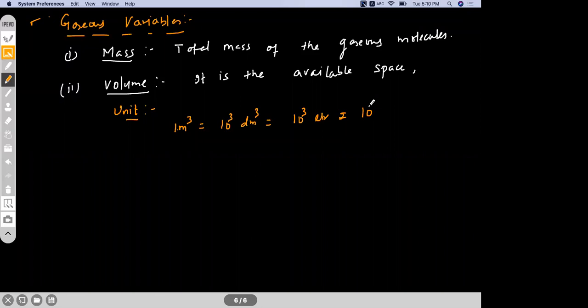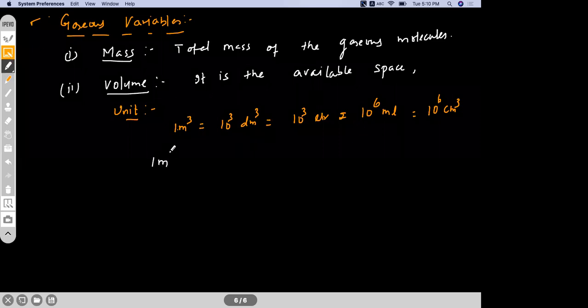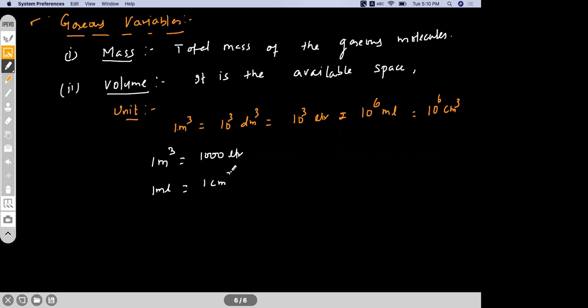10 to the power 3 liter will have 10 to the power 6 ml. And 10 to the 6 ml is nothing but 10 to the 6 centimeter cube. All these relations here. So basically, what we have to keep in mind, 1 meter cube is equal to 1000 liter. And 1 ml is equal to 1 centimeter cube. The relation we have.